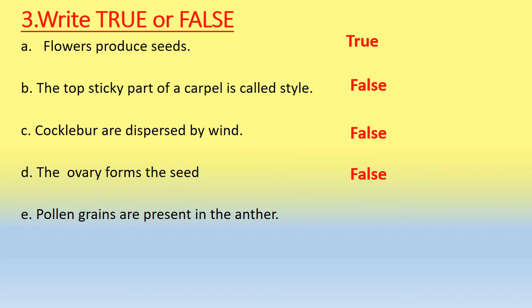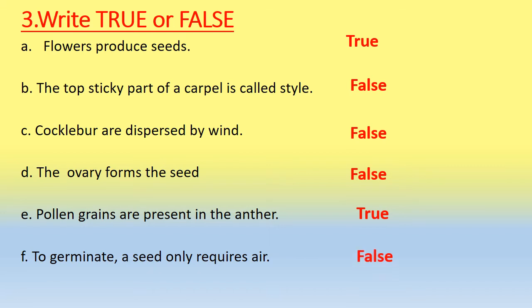Part E, pollen grains are present in the anther. So yes, this is true. So write down true here. Part F, to germinate a seed only requires air. So children, this is false, because for germination a seed not only requires air but it requires air, moisture and warmth as well.